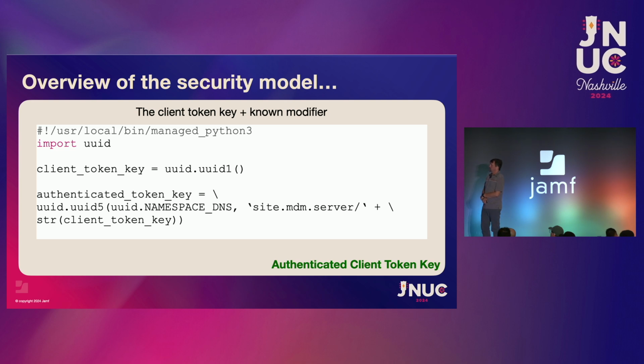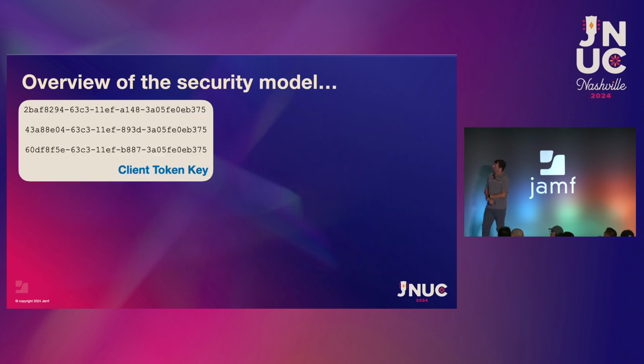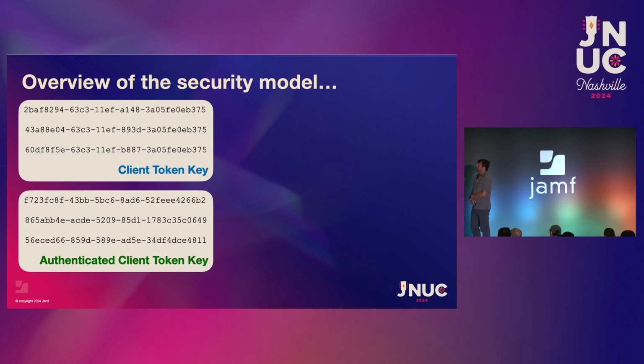As far as in my testing, I didn't find any way to cheat that. If you know a way, please let me know if I'm going down the wrong path here. These are just an example of client token keys. As you can see, they're just UUIDs. And then the corresponding authenticated ones.